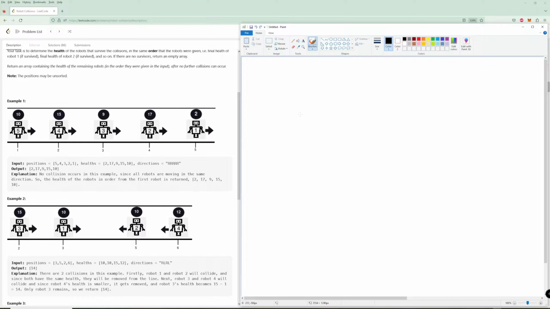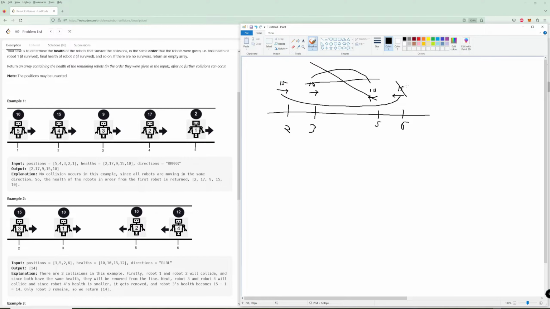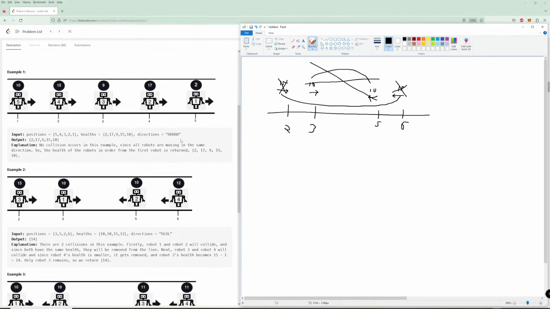Now let's look at the second example. We have 4 robots. I'm just going to draw a number line here. We have robots at position 2, position 3, position 5, position 6. This one's going right with health 15, right with health 10, left with health 10, left with health 15. These two robots with health 10 are going to collide, and they're going to destroy each other because they have the same health. Then these two robots with health 15 are going to collide and destroy each other. So we should return the empty array there.